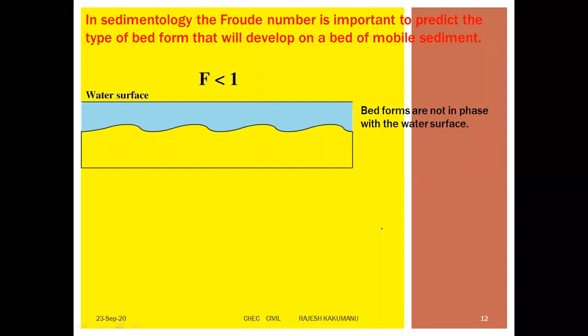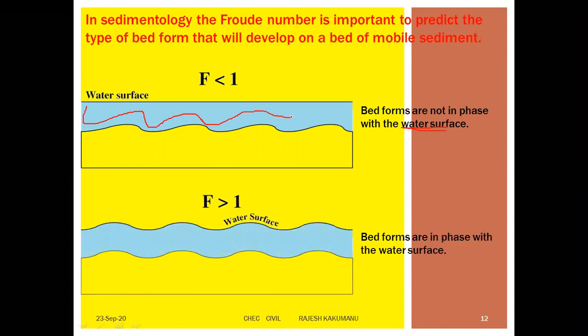Now, when F is less than 1, what happens? The bed forms are not in phase with the water surface. When F is less than 1, we have the water behavior in this nature. Next, when F is greater than 1, the water surface looks constant, a straight, even surface, parallel without disturbance. At the same time, the bed is moving in some wavy nature.